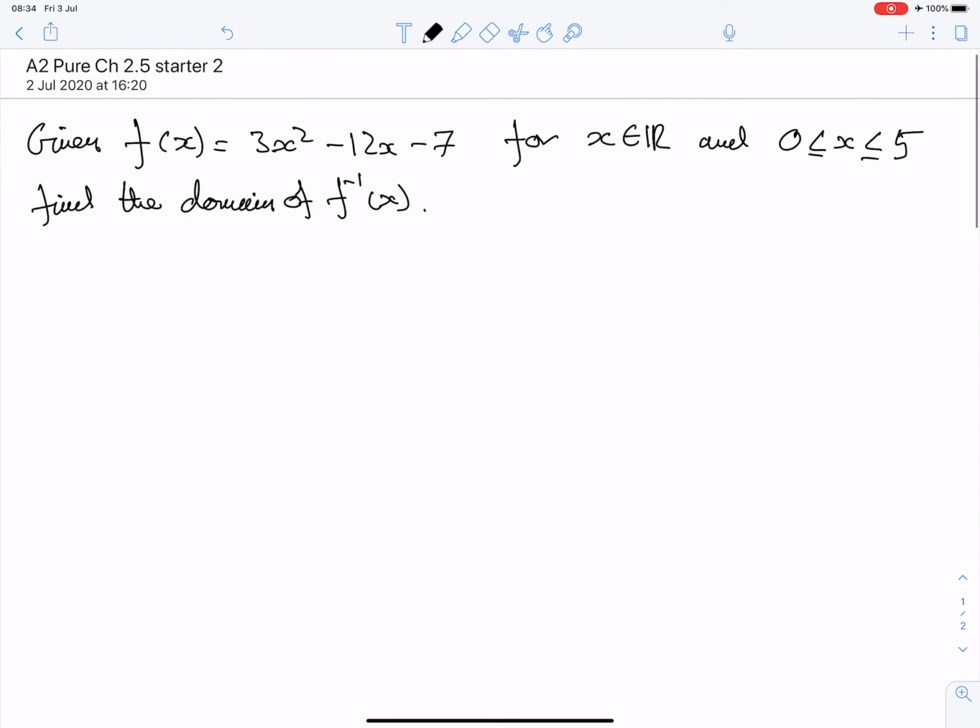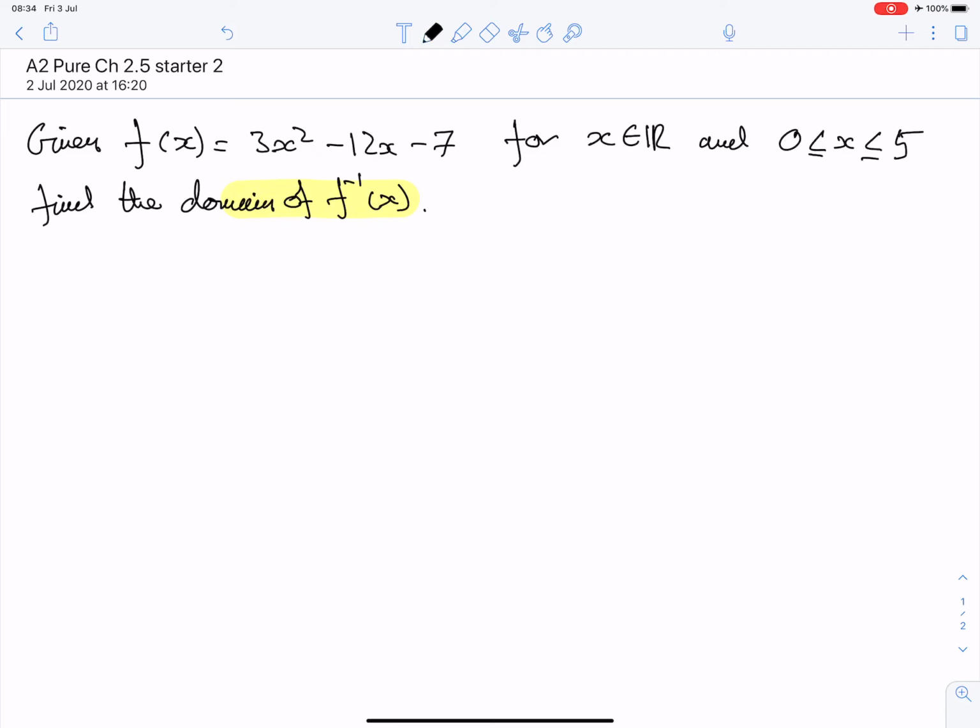So, chapter 2.5, starter 2. Given f of x equals 3x squared minus 12x minus 7 for x a member of the set of reals and 0 is less than or equal to x and less than or equal to 5, find the domain for f inverse of x.